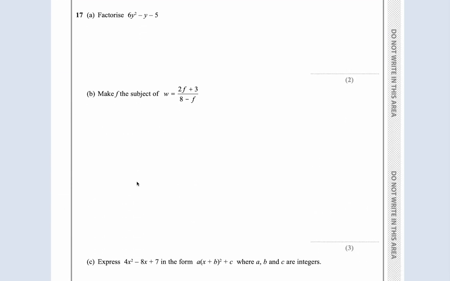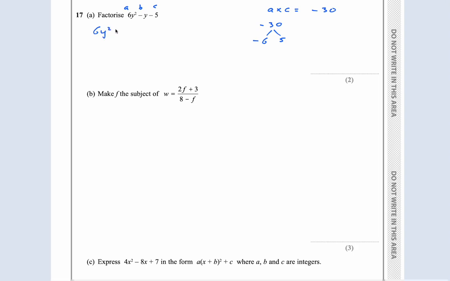Okay, question 17. Factorize 6y squared minus y minus 5. Right, I've actually learned a new way to do these, guys. I do a times c. So you may be familiar with this method. A times c, where a is 6, b is minus 1, and c is minus 5, is minus 30. And then I need to find the factors of minus 30 that add together to give me b. In this case, it's pretty straightforward. It's going to be minus 6 and 5, because minus 6 plus 5 gives me minus 1.